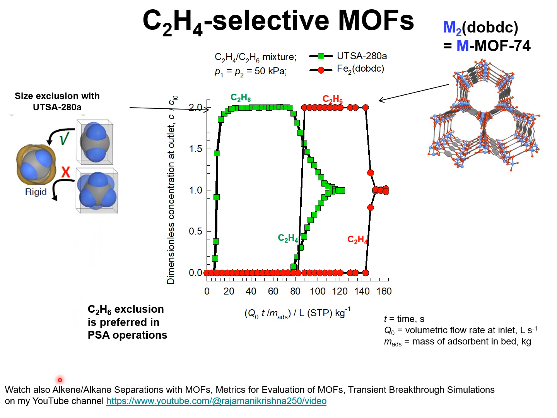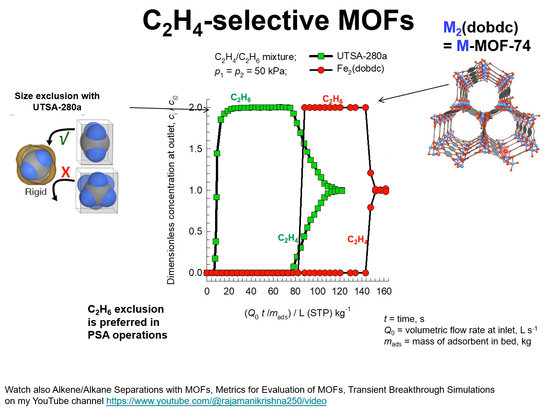There is a subtle difference in shape between ethene and ethane. Ethene is basically a two-dimensional molecule, and by tuning the shape of the pores, these pores of UTSA-280A can be made to only accommodate ethene while excluding ethane.